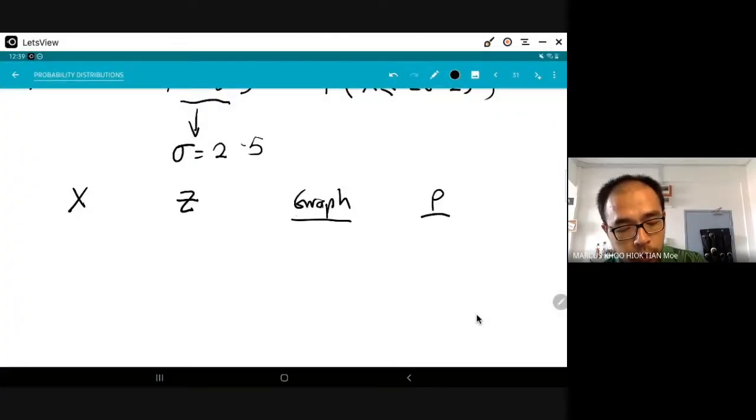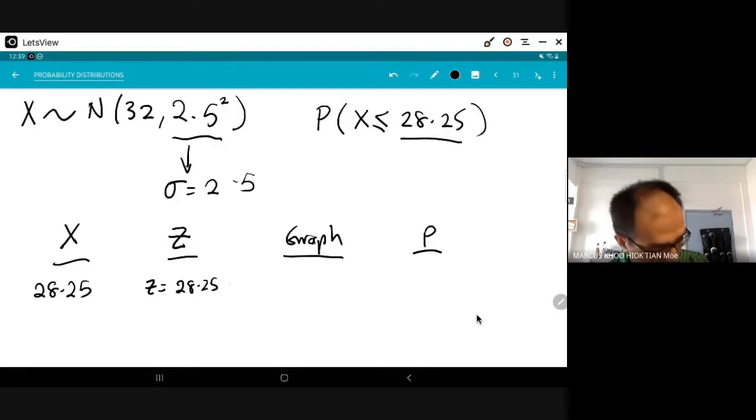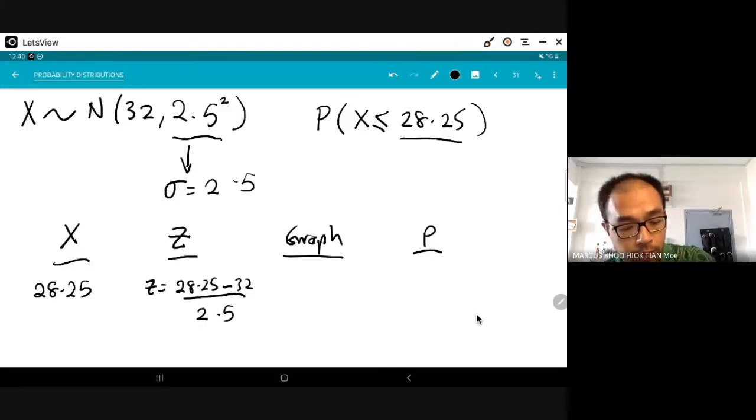So what is my X value? My X value is 28.25. So we put the 28.25 over here. Then after that, we find the Z value. The Z value is 28.25 minus 32 over 2.5. I hope that you remember how to use this formula because I have taught you this already.